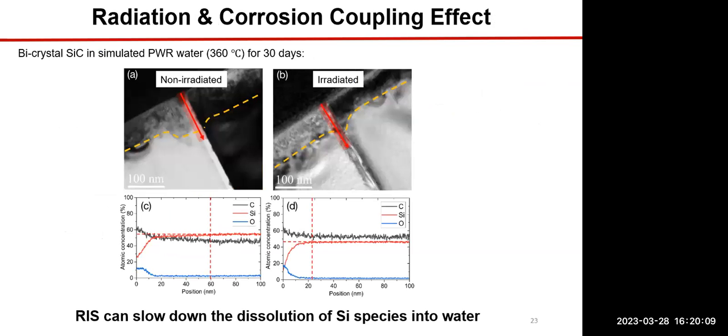And here we show the EDS measurement to see the thickness of the corrosion layer. We can see that compared with the non-irradiated samples, after irradiation the corrosion layer of the sample has definitely been reduced, which means that the radiation-induced degradation at the silicon carbide grain boundary can definitely slow down the dissolution of the silicon species into the water environment.